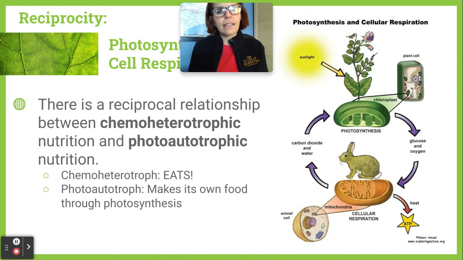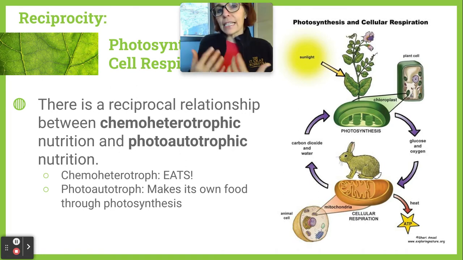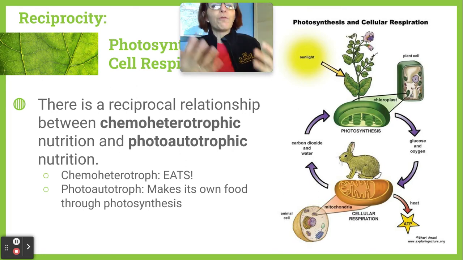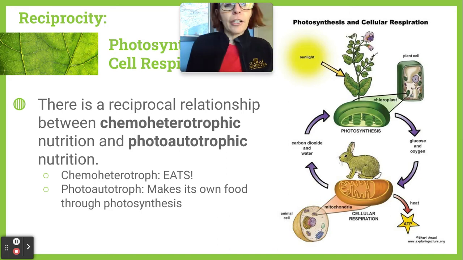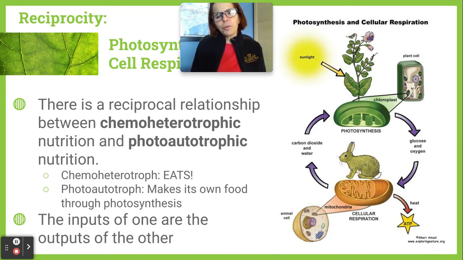Photoautotroph refers to organisms that make their own food, through photosynthesis. Photo refers to light, auto means self, and troph means food. So they make their own food using light energy. The cool part is that the inputs of one are the outputs of the other.